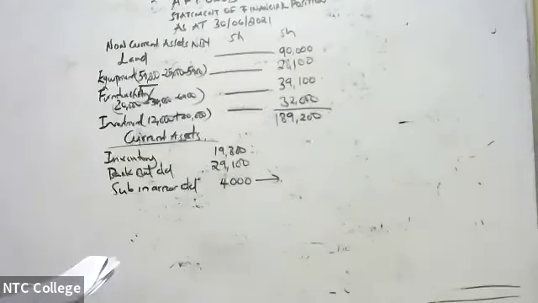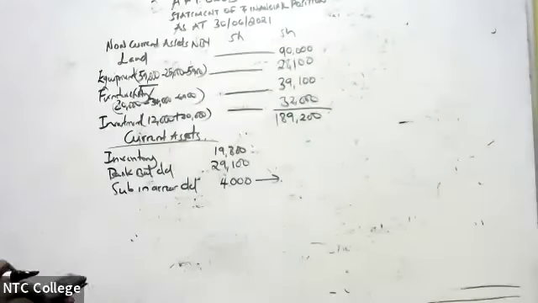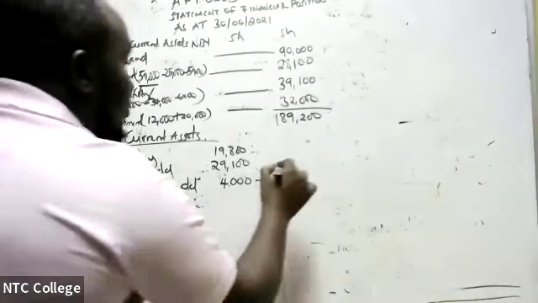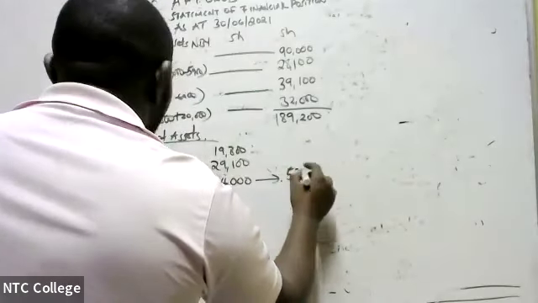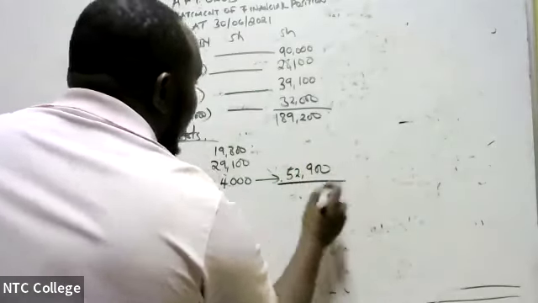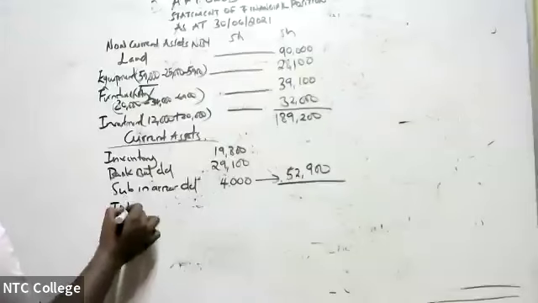52,900. What is the figure? 52,900. Let me assist you: 19,800 plus 29,100 plus 4,000. So that is 52,900. So what is the total assets?